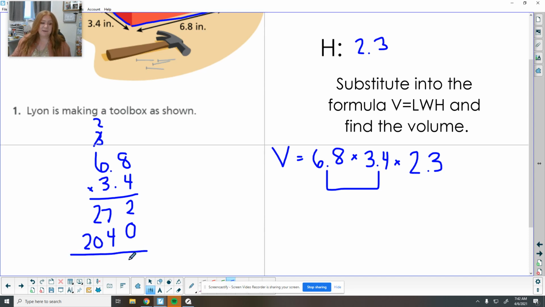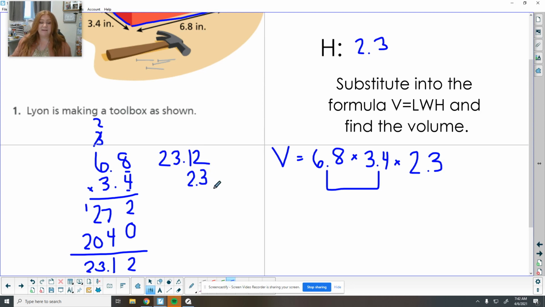So we add these up. 2 and 11, 3 and 2. And I have 1, 2 decimal places, so moving it 1, 2 decimal places. 6.8 is almost practically 7, and 3.4 is about 3.5. 7 times 3 is 21, so it should be a little bit more than 21, which is what we have. So now we have 23.12, and we need to multiply that by 2.3.